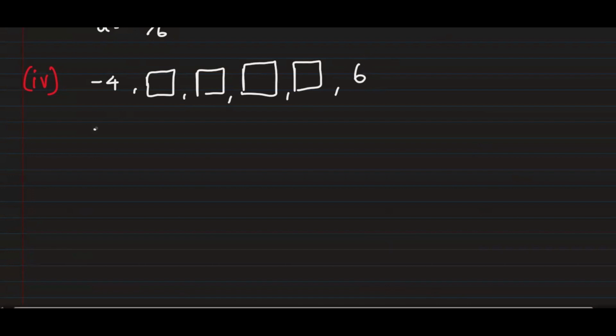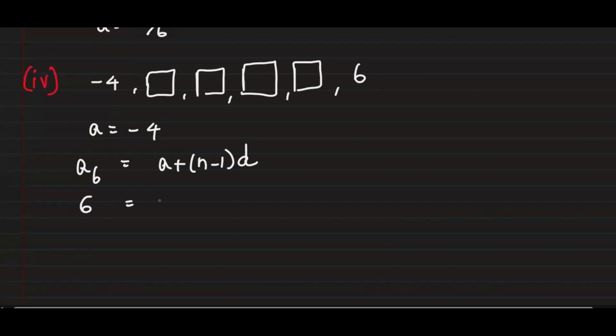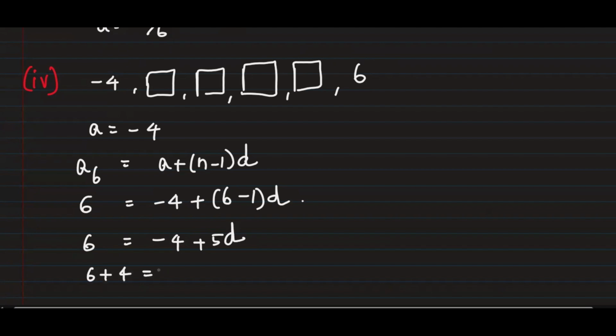Okay. So basically, A is given. So A is equal to minus 4. And the sixth term is given. That is A6 value is given. So A6 is equal to A plus n minus 1 into D. So 6 is equal to A value is minus 4, minus 4 plus n value is again 6. So 6 minus 1 into D. Solve this one to find the value of D now. 6 is equal to minus 4 plus 6 minus 1 become 5, so plus 5D. So taking 4 to the other side, negative 4 become positive. So 6 plus 4 is equal to 5D. So 10 is equal to 5D.